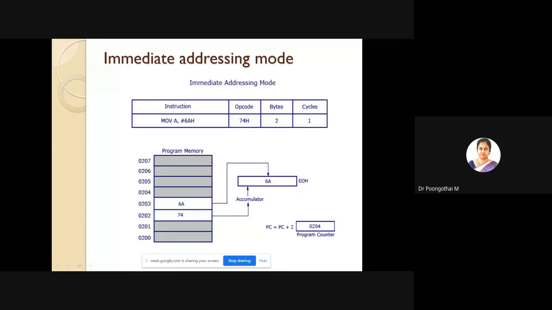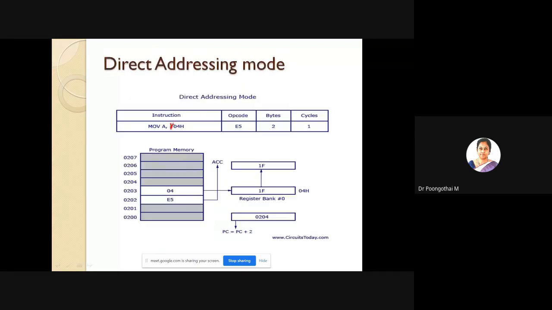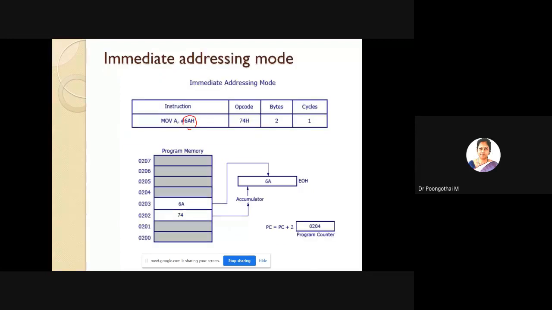So here, in this example, move A comma has 6A. The 6A is your immediate data. So immediate data is directly specified in the instruction because the 8-bit data is immediately transferred to the accumulator. This method can only be used for source operands. Here, what is the source operand? 6A is the source operand and A is the destination operand. So this addressing mode can only be used for source operands, not for destination operands.